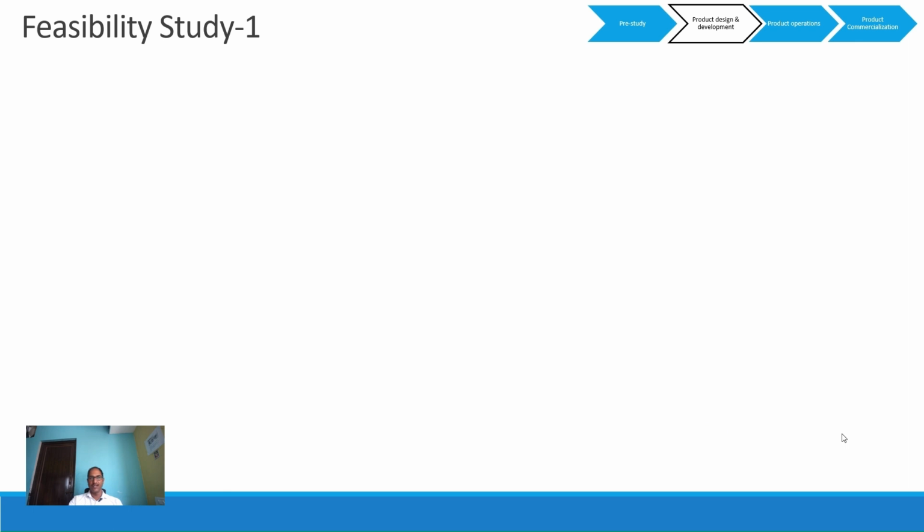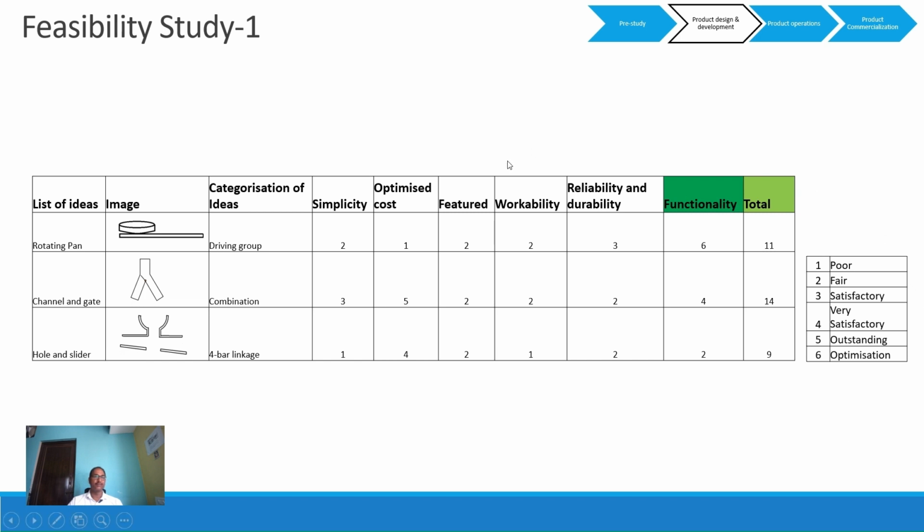So, moving on to the next step, which is the feasibility study. In the feasibility study, we check which idea can be made possible to work as per our functional requirement. Okay, so we form a table like this.